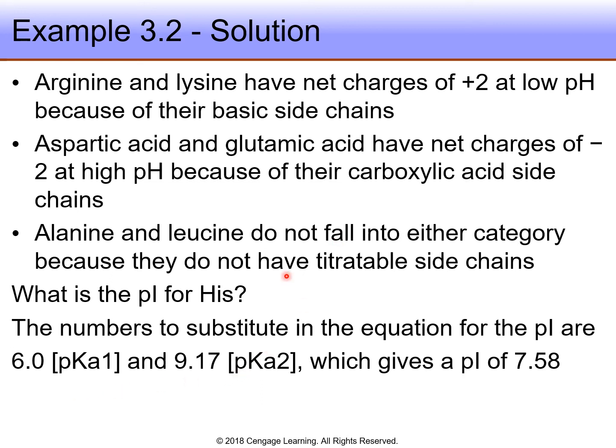So for the 5 amino acids, the 3 basic and the 2 acidic, for the basic amino acids, you add pKa1 plus pKa2 divided by 2. For the acidic amino acids, you add pKa1 plus pKa2 divided by 2.